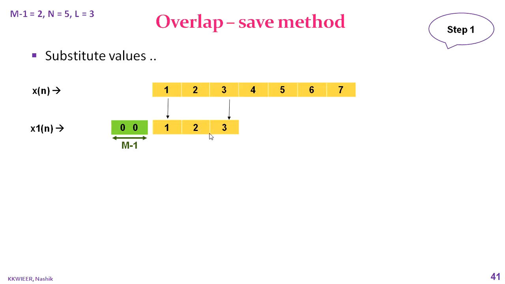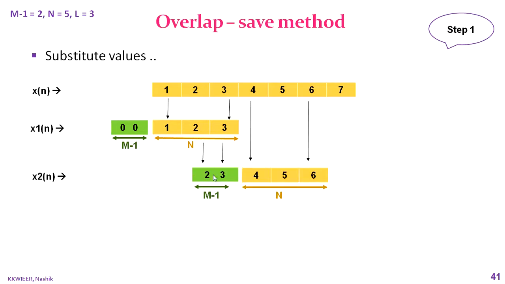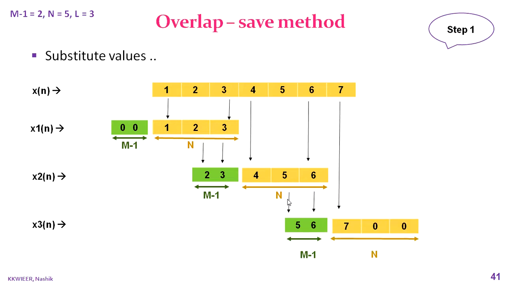Similarly x2 of n. Now you are going to take these two values 2, 3 and rest 3 samples from the original sequence. So x2 of n will be 2, 3, 4, 5, 6. x3 of n will be 5, 6, 7, and now 2 places are vacant, so append zeros over there. So in this way you will get 3 sequences, x1 of n, x2 of n and x3 of n.